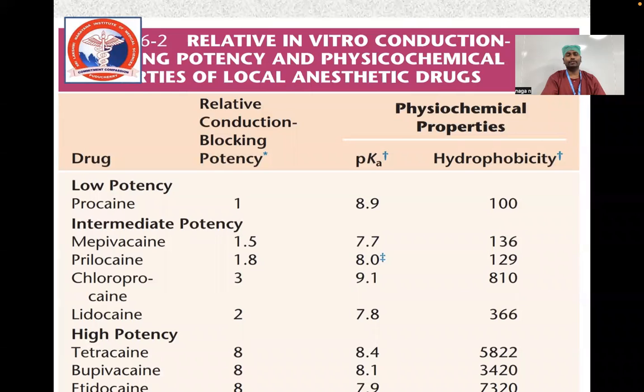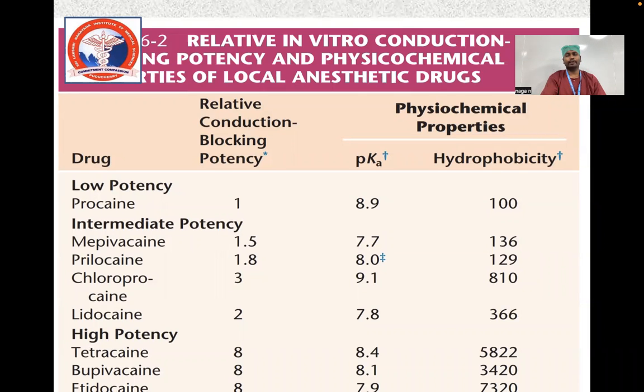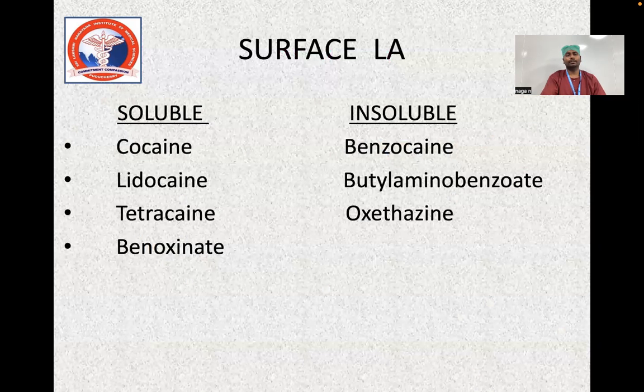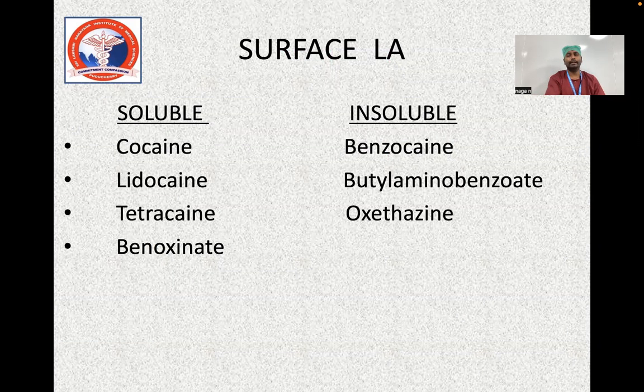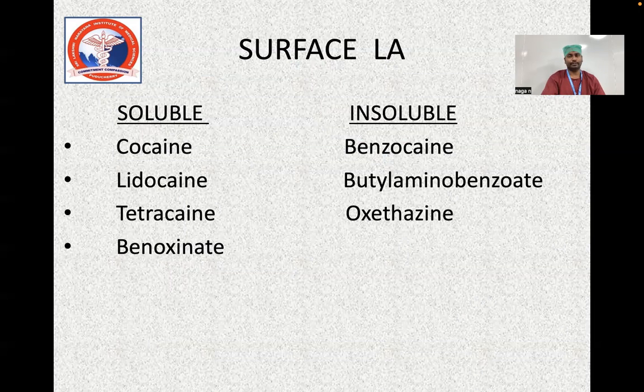Here we already discussed low potency, intermediate, and high potency. Those drugs show relative conduction blocking potency. It depends upon pKa and hydrophobicity. Surface local anesthetics are again classified into soluble and insoluble. Soluble drugs are cocaine, lidocaine, tetracaine, benoxinate. Insoluble local anesthetics are benzocaine, butyl aminobenzoate, oxythiazines.